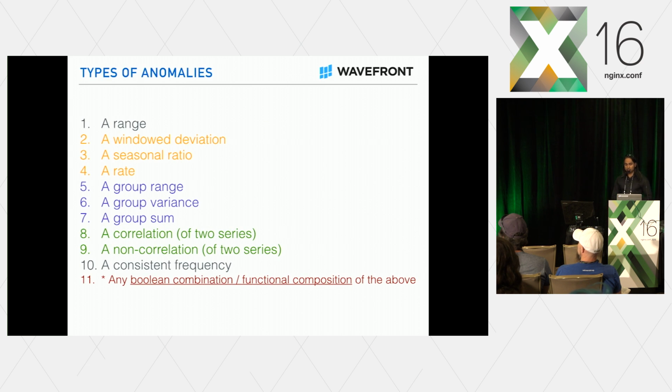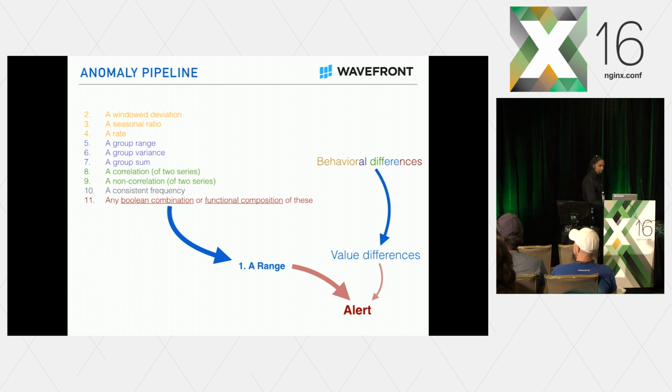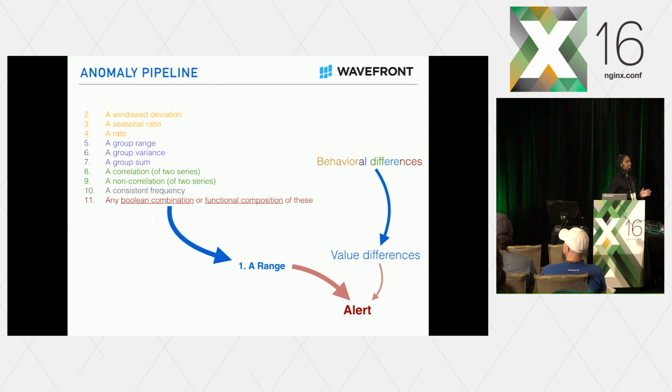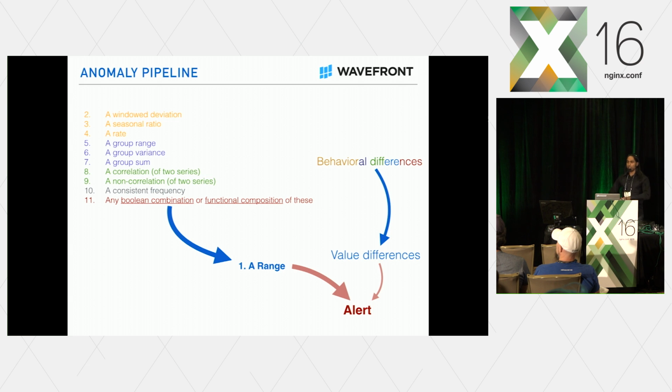So I showed you these 10 or 11 types of anomalies, right? But I promised you a shared theme, a secret theme here, right? And the secret is that not all of these are equal. One is actually foundational, much more important than the others. And that one is actually the first one, the range. What I actually did in all those examples is I took a behavioral difference, extreme behavior, and transformed it using math into extreme value.